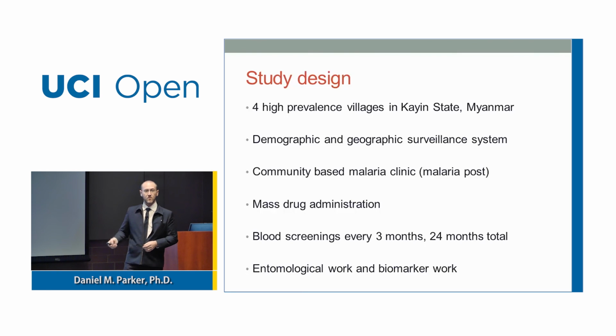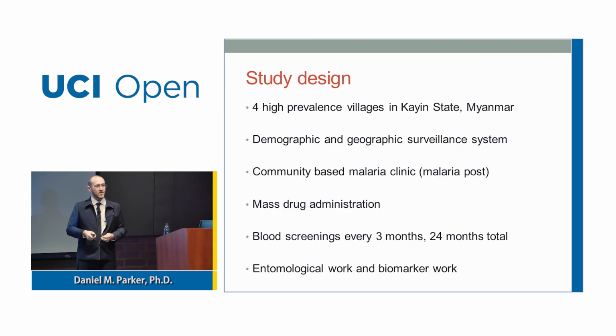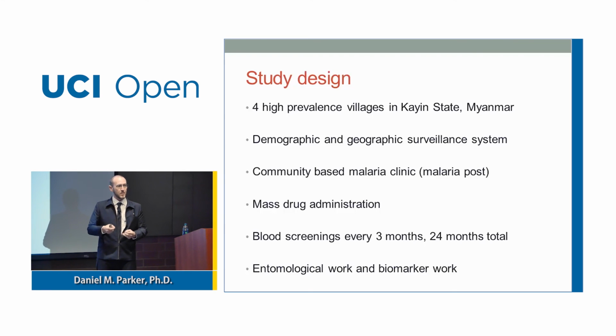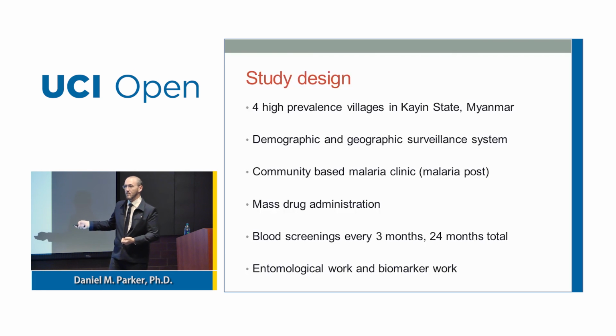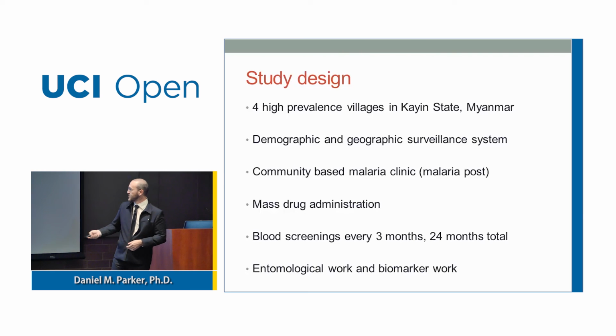And we did a mass drug administration in all 4 villages. We started with 2 villages at month 0, and then we did the other villages at 1 year. And we did follow-up blood screenings in all 4 of the villages every 3 months for the entire duration of the 2-year period of time. And along with this, we did some entomological work and biomarker work. The biomarker work in particular, we were looking for immune responses to Anopheles saliva. So it was a new biomarker, and if people are getting bit by a lot of Anopheles mosquitoes, that's the mosquito that spreads malaria, then they should have this biomarker in them. So if you have a higher response of the biomarker, you get bit by more Anopheles mosquitoes.